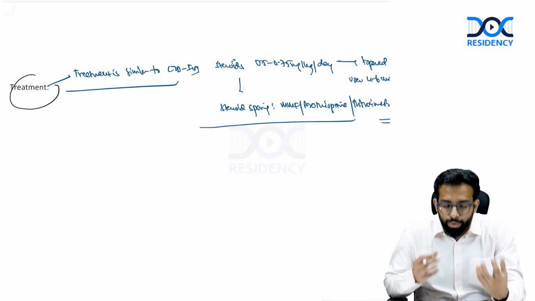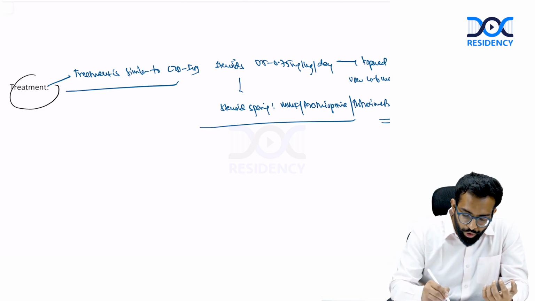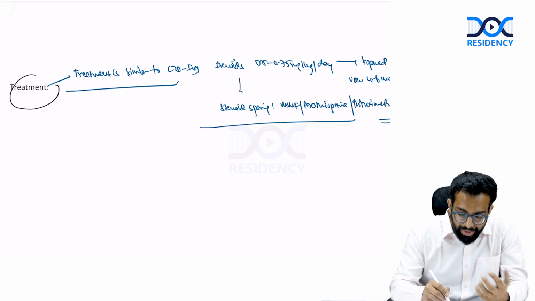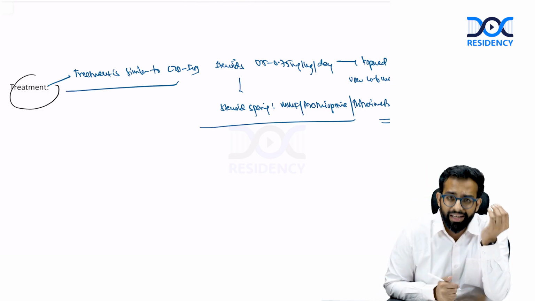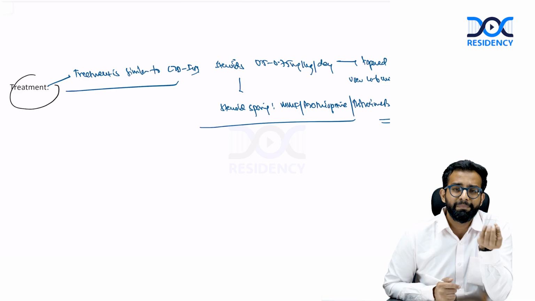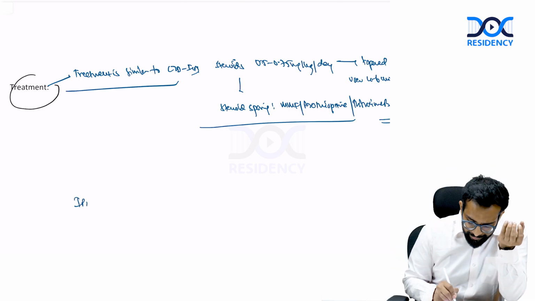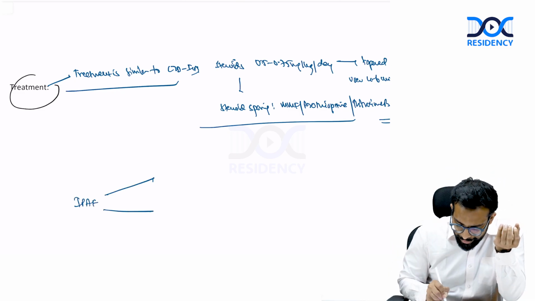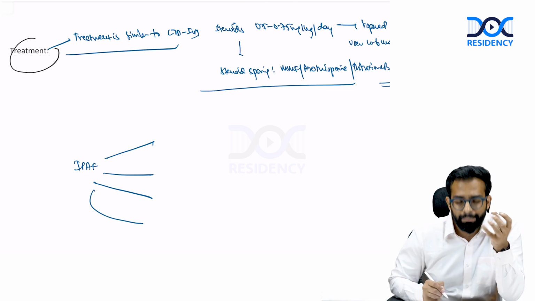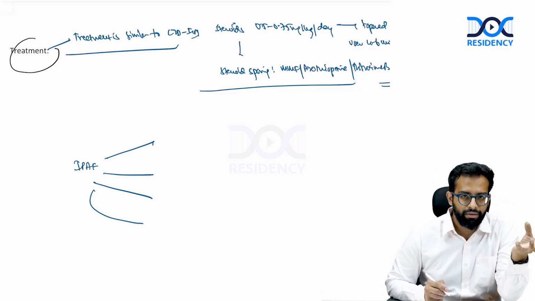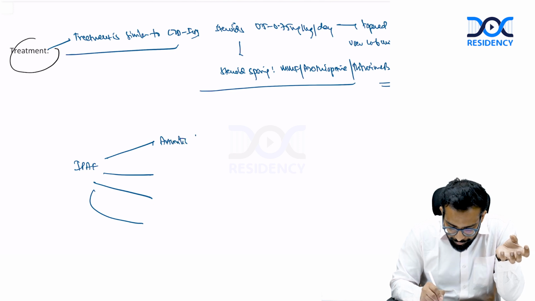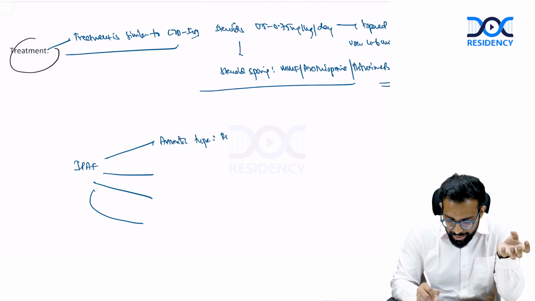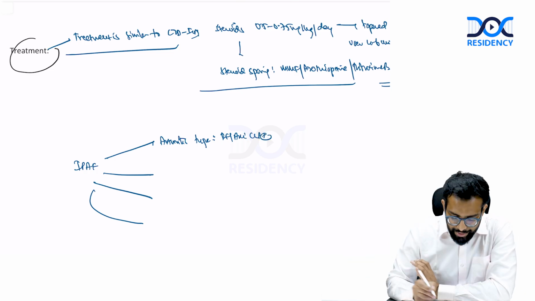Rather, there is another school of thought. What some authors suggest is that patients of IPAF can also be categorized depending upon what clinical domain and what serological domain the patient is fulfilling. So IPAF can also be divided into 4 major categories depending upon what serology and what clinical domains are present. This could be an arthritis type. These patients will usually have RF or anti-CCP positivity along with presence of arthritis.